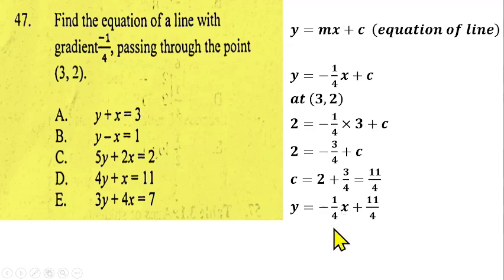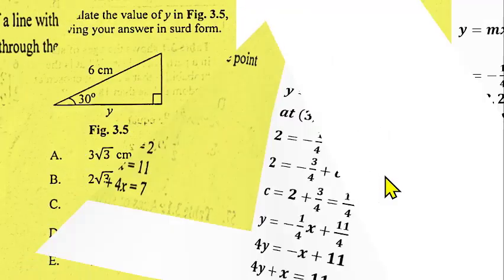Multiply this one by 4, we have equals to minus x. Multiply this one by 4, we have 11. So we have 4y equals to minus x plus 11. So I think we need to rearrange. So x comes here, you have 4y plus x equals to 11. So I think option D is the right answer for question number 47.